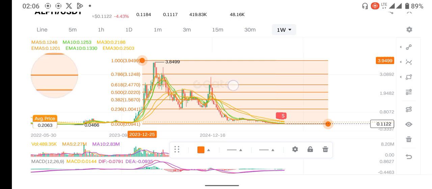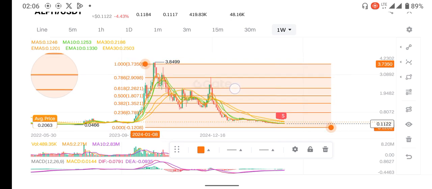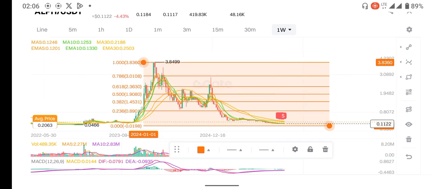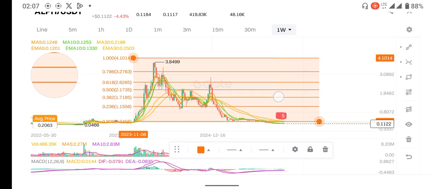Okay. So let's draw it like this. At 100%, we have 3.8360. At 78.6%, we have $3. At 61.8%, we have 2.3630. Okay. Remember, this is a weekly chart.